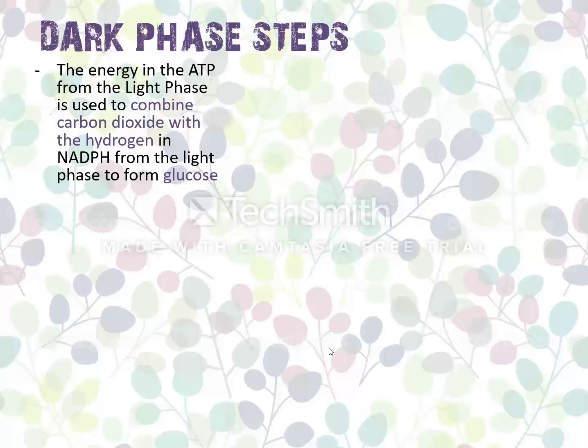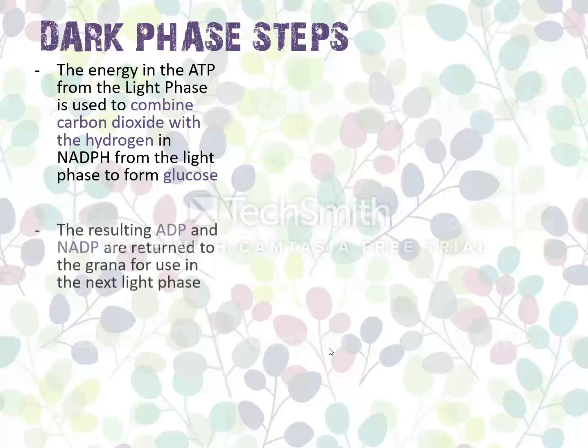So think about this. What is carbon dioxide? CO2. What is hydrogen ions? H. What do I end up with if I make glucose? C6H12O6. So I've got the C and the O from carbon dioxide. I need the H to make glucose. Okay, I hope that makes sense.